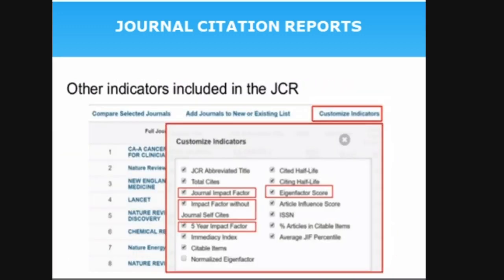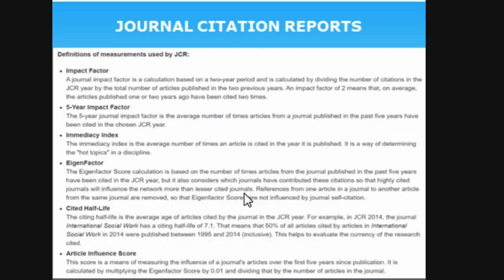Now the data will change, right? So these are the different indicators used by JCR. We discussed what is impact factor without self cites, that is, no self citation. I told you about what a 5-year impact factor, Eigenfactor, and ISSN are. These are the different indicators they are using. Now I am not going into detail about all these indicators. I told you about impact factor and 5-year impact factor, and I have given you a simple definition for everything: immediacy index, Eigenfactor, cited half-life, and article influence score. So these are the things they are using in bibliometrics. Remember this.